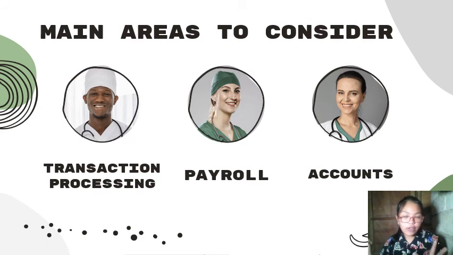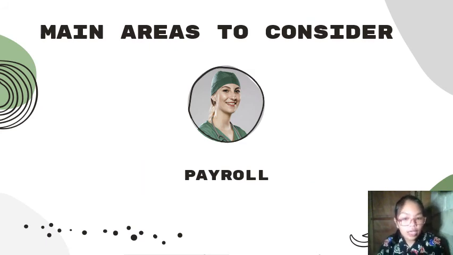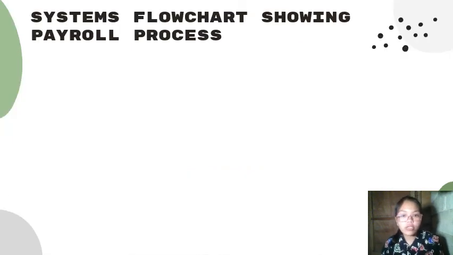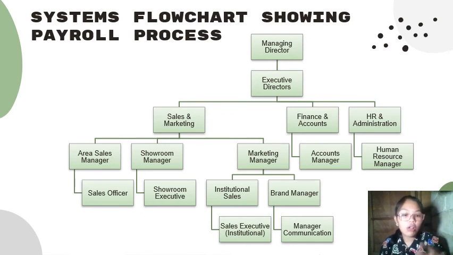Here is a flowchart of the payroll. Systems flowchart showing the payroll process. It all starts from the managing director down to the executive directors: sales and marketing, finance and accounts, HR and administration. Under sales and marketing, there are 3 managers: area sales, showroom, and marketing, as well as, in finance and accounts, the accounts manager, and the human resource manager in HR and administration.